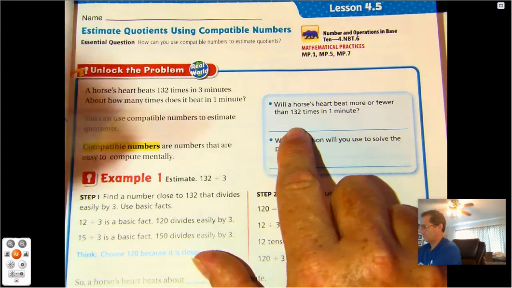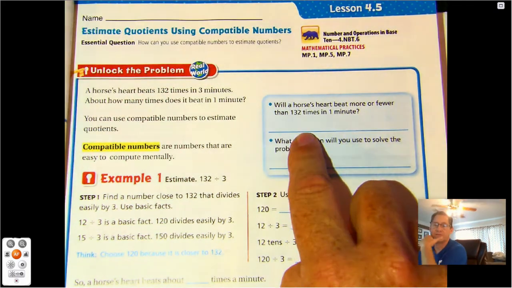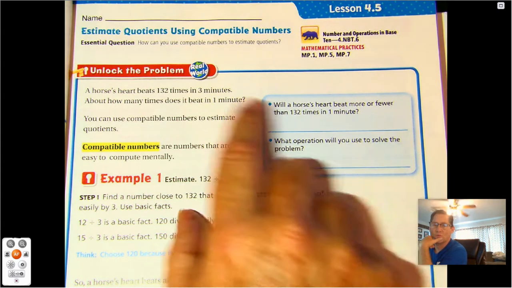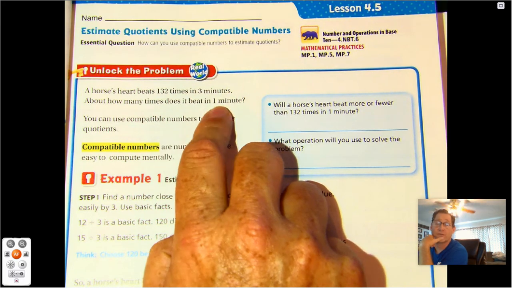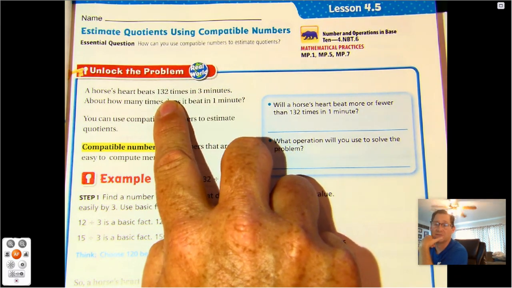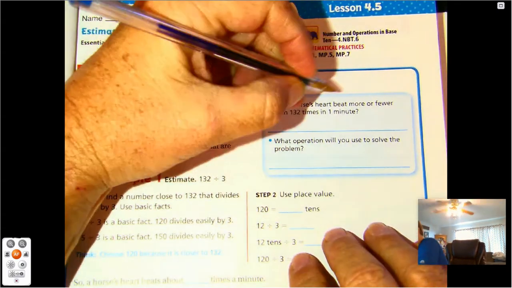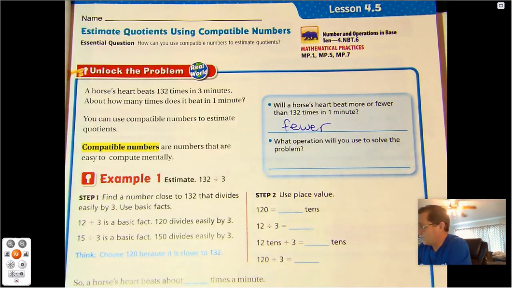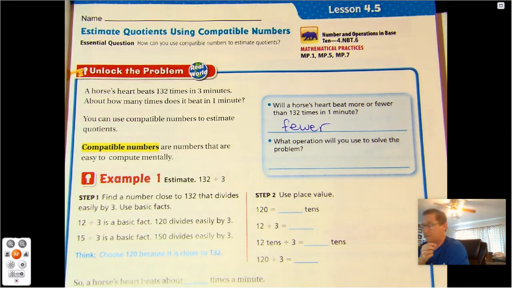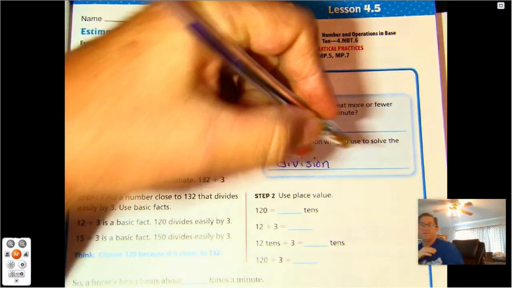And so our question is, will a horse's heart beat more or fewer than 132 times in 1 minute? Well, it takes the horse's heart 3 minutes to beat 132 times, so clearly it must be beating less than that per minute. So it's got to be fewer. What operation will we use to solve the problem? We have to figure out how many times it beats per minute, so we're going to be dividing. Division is what we're going to use.